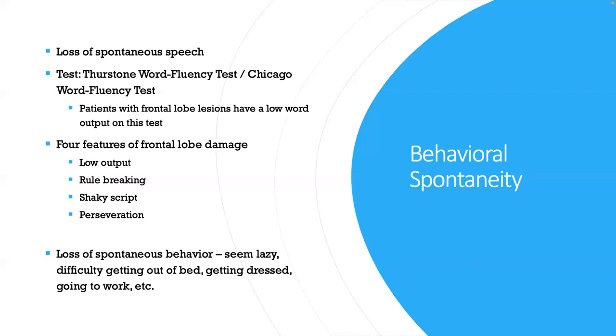So while the range of behavior studied has been small, the frontal lobe patients display a general loss of spontaneous behavior. They can appear lethargic or lazy. They can have difficulty getting out of bed, getting dressed, things like that.